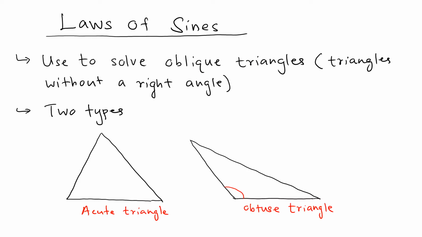There are two types of oblique triangles. One is an acute triangle, which means all the angles are acute angles, and the other is an obtuse triangle, which means there's one angle that is more than 90 degrees. These are the two types we're going to solve. You cannot use the standard right triangle methods to solve these triangles, because we do not have right triangles here.